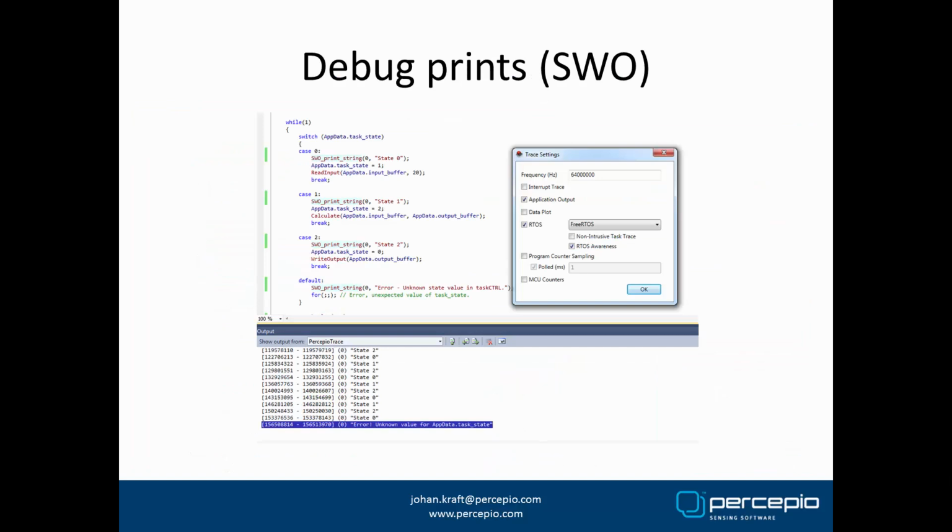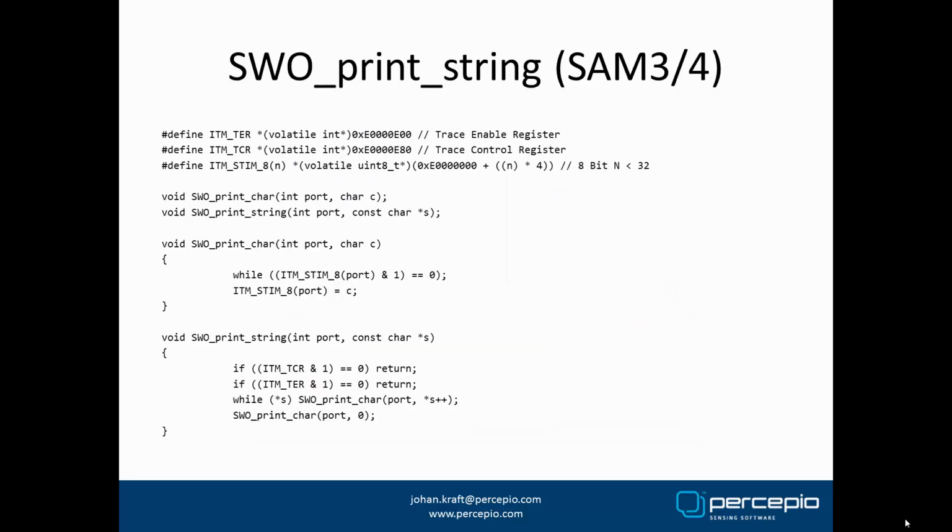Percepio+Trace also allows for using debug prints, a serial wire output. This is similar to a classic printf, but in the serial port, the prints are channeled through the debugger and show up in Atmel Studio in the output window under the Percepio+Trace label. For reference, here's the code you need to generate a serial wire output prints.